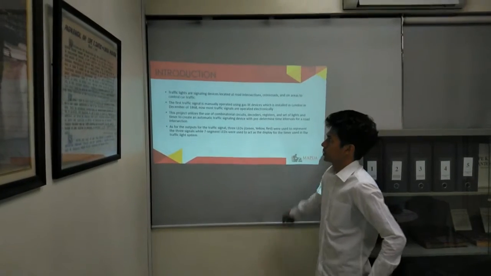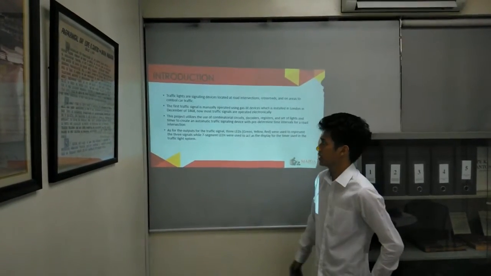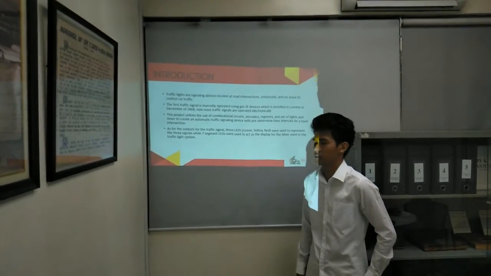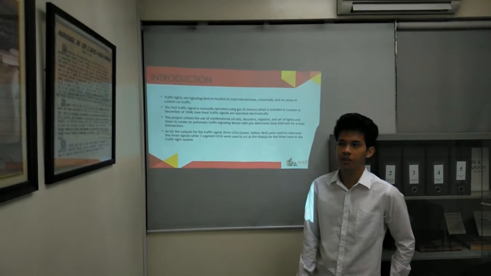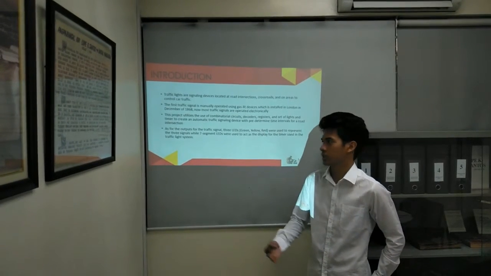To begin with, we have an introduction regarding traffic lights. The first traffic light was invented in 1868 by a railroad engineer. The idea of the traffic light is to signal vehicles, trains, and pedestrians in the crossroads, railroads, and intersections.